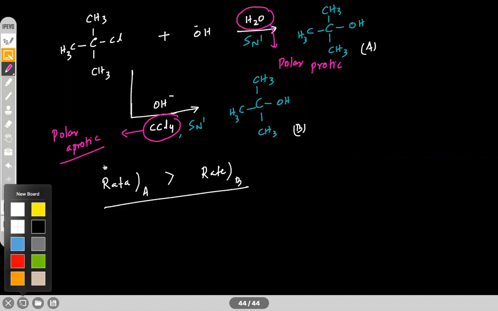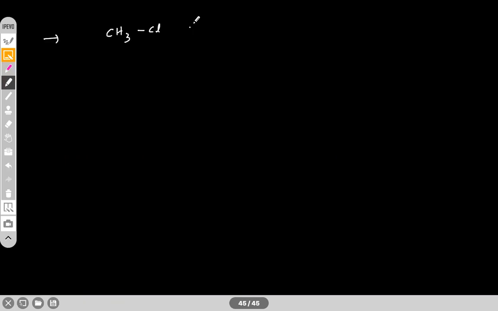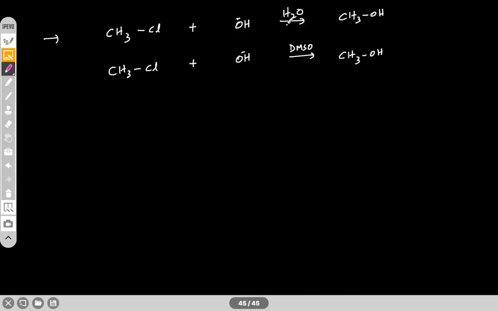Suppose if you have primary alkyl halide, CH3Cl with OH minus and H2O. Then CH3Cl with OH minus with, suppose we have again DMSO. Then the product is CH3OH and this is also CH3OH. Mechanism is again here we have SN2. Why? Because it is 1 degree. So this is also SN2. If the solvent is polar protic, but still it is SN2 because it is 1 degree.